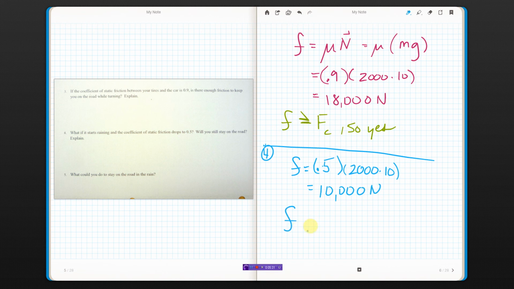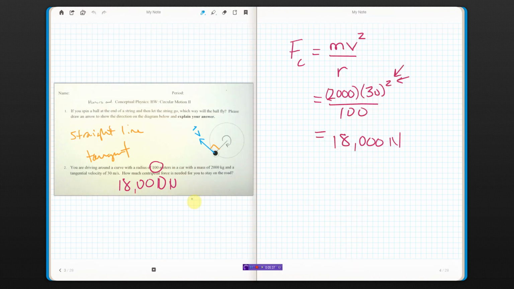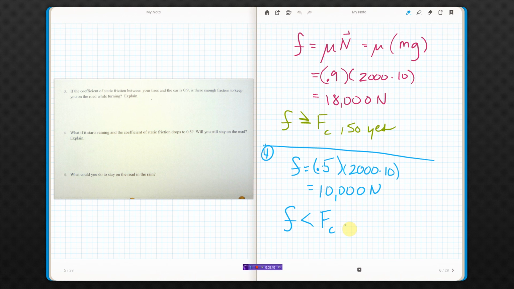In this case, the friction is less than the centripetal force that's necessary. I still need 18,000. It's the same curve and the same car and the same speed and everything. So that's not enough to fulfill it. I'm not going to stay on the road. I'm not going to stay on the curve. I'm not going to stay in the circle. And the road goes on the circle, so I'm not going to stay on the road. That's bad. What could you do to stay on the road?